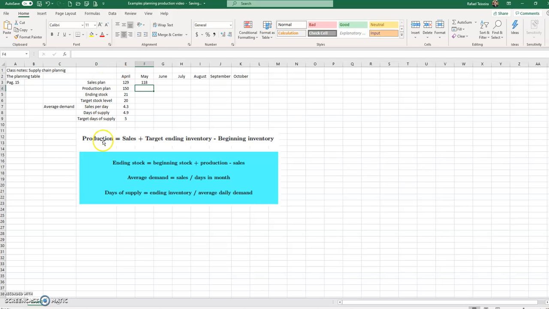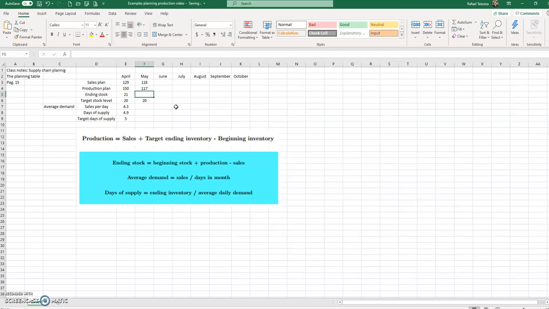So how much am I going to produce? My production is going to be equal to my sales plus my target ending inventory. My target ending inventory is here, I'm going to type 20 as we have from the previous month, minus the beginning inventory. The beginning inventory is the ending inventory from the previous month. This is my beginning inventory, what is left from April. So this is how much I have to produce. You see that it is 97, but I have to add the 20, so I have to produce 117 units.